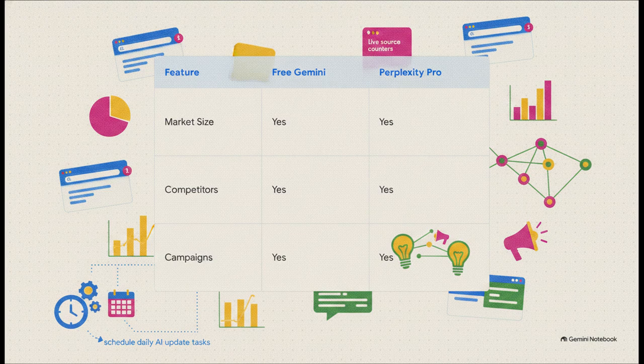Now, notice how the free Gemini Deep Research tool actually goes toe-to-toe with the heavy-hitting capabilities of paid platforms like Perplexity Pro. When you give Gemini a research prompt, it doesn't just guess. It actively reads websites, showing you this live source counter of everything it's citing in real time. Within minutes, it hands you a polished, professional report, complete with market-size data, competitor analysis, and ready-to-use campaign ideas. It even lets you schedule daily AI update tasks. Honestly, that's a feature you usually only see locked behind a pretty steep paywall.